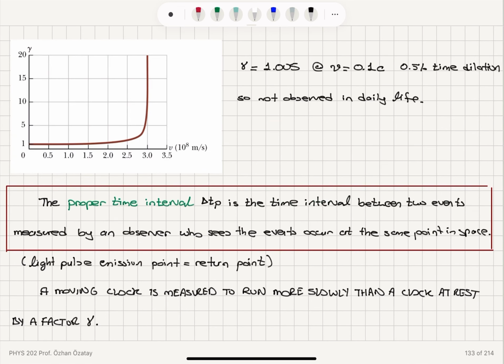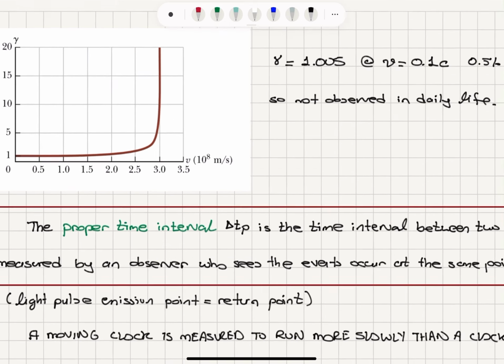All right. Now, if you concentrate on this gamma relativistic correction factor, for a speed of 0.1 c, if the wagon was moving at 0.1 c, we calculate gamma to be 1.005. So that's corresponding to 0.5% time dilation. So we have to get really close to the speed of light in order to observe these effects. Therefore, this effect is not observed in everyday life.